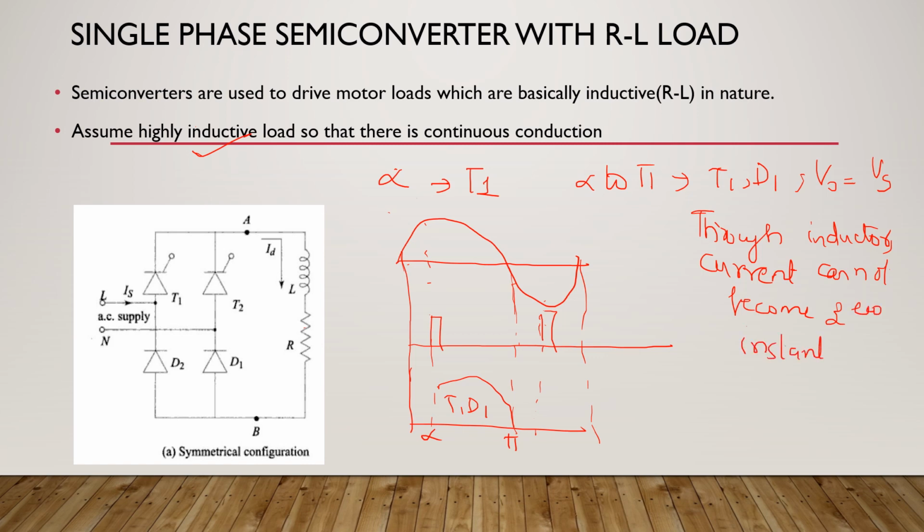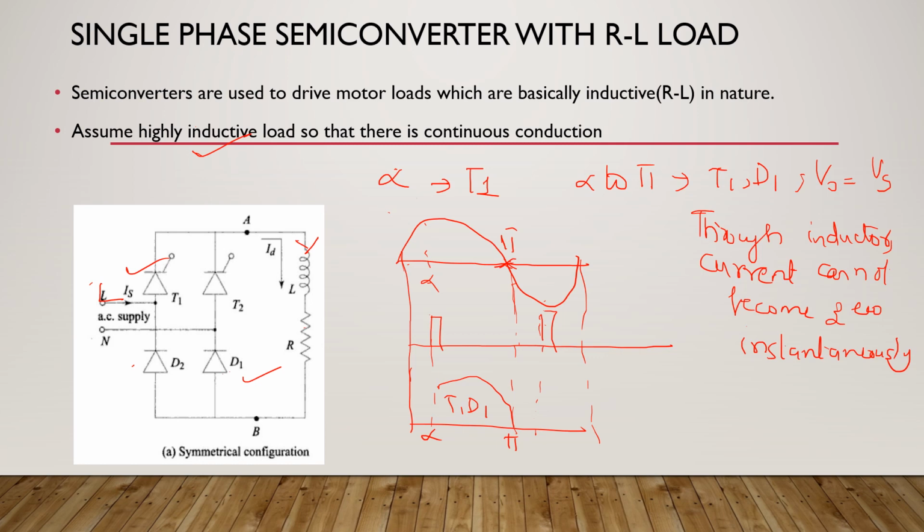What is happening at pi? At instant pi, this is alpha and this is pi. At instant pi, the voltage becomes zero and the thyristors T1 and D1 are now reverse biased. So we are at the negative half cycle now, where L is negative and N is positive. T1 and D1 were conducting, we have reached here. Now what happens to the current through the load? The current was flowing through the load like this. The voltage has become zero and the thyristors have become reverse biased.